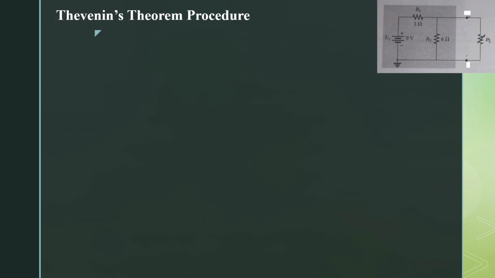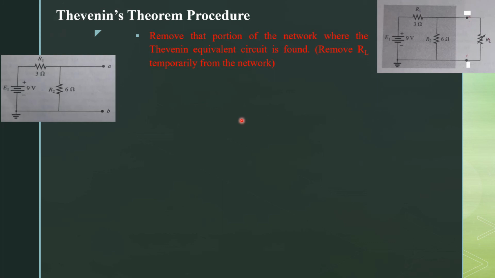Now let's see what the procedure is to apply Thevenin theorem to any circuit. Let us consider a circuit in which we have to find the Thevenin equivalent for this shaded region. In the first step, remove the portion of the network where the Thevenin equivalent is found. In our case, remove RL temporarily from the network. So we have to remove that RL from the network in order to find a Thevenin equivalent circuit for that shaded region. So when we remove RL, the circuit looks like this.